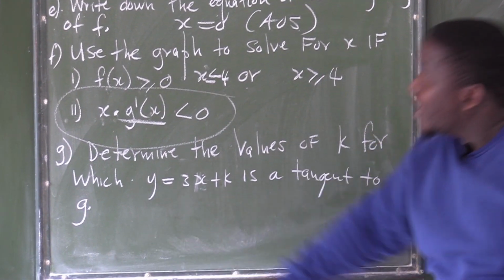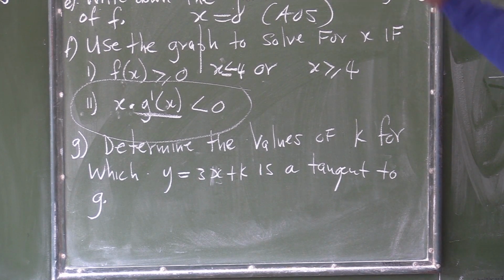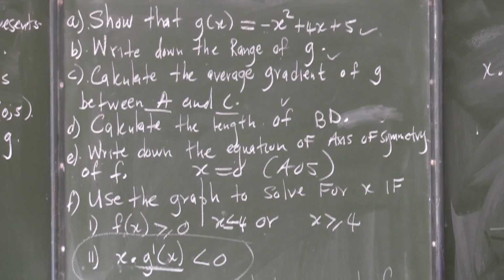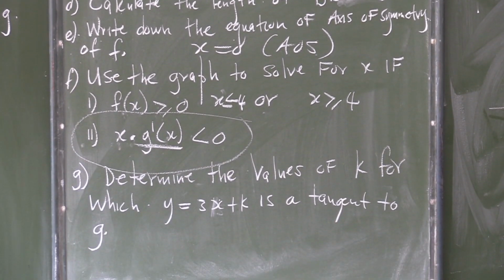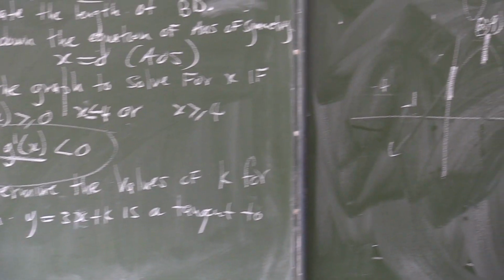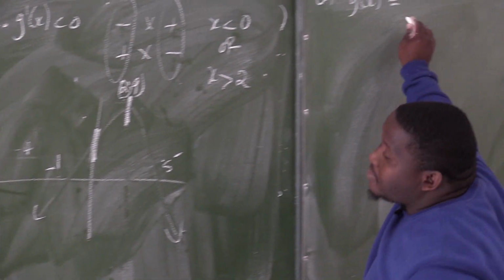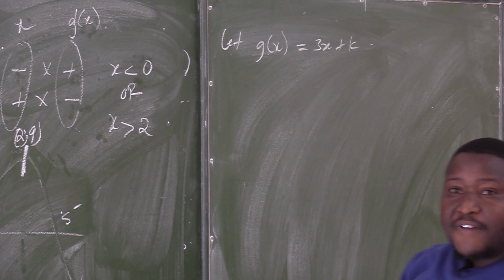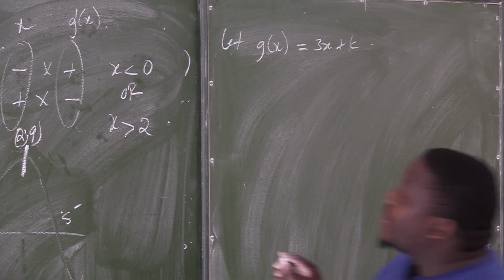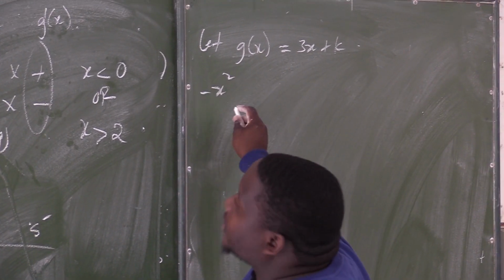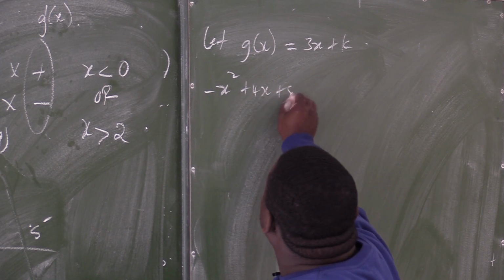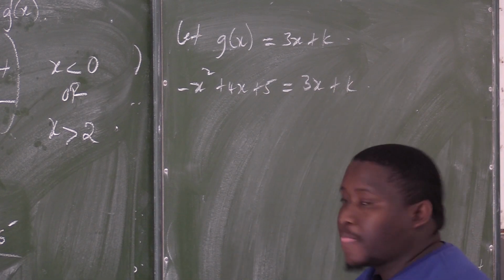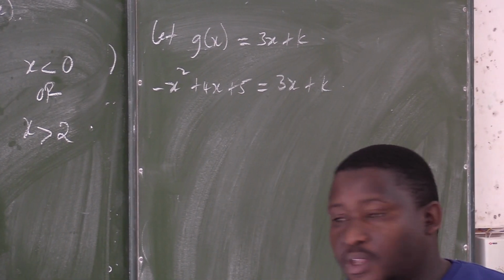For this line to be a tangent to g, it means g and this line must intersect at only one point. So look what I'm going to do. I'm going to let g of x be equal to 3x plus k. Now, if I let g of x equal 3x plus k, it means I will have negative x squared plus 4x plus 5, which is equal to what now? 3x plus k. Now, this is the expression that I have.